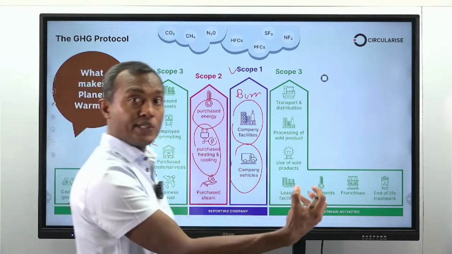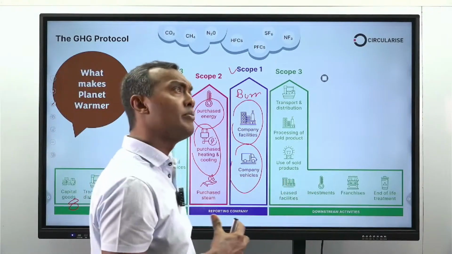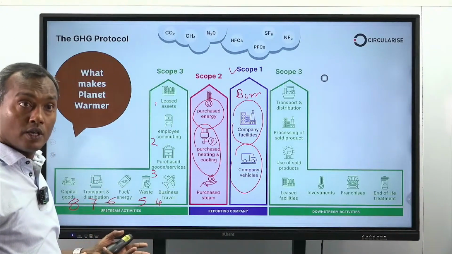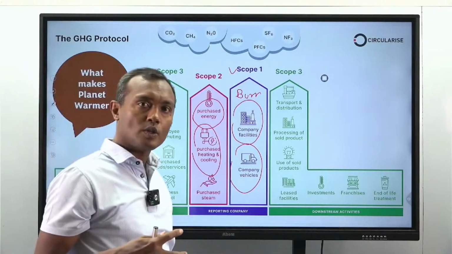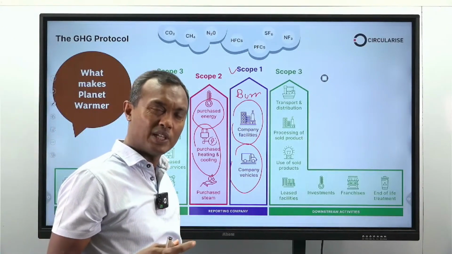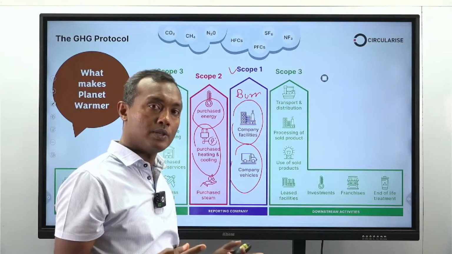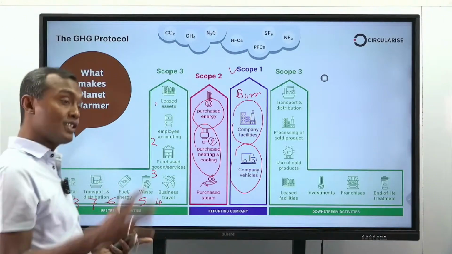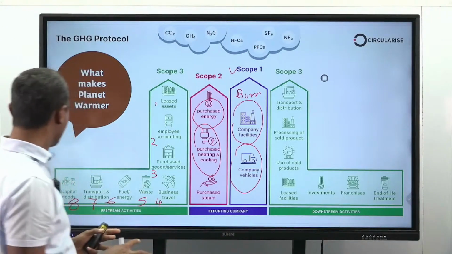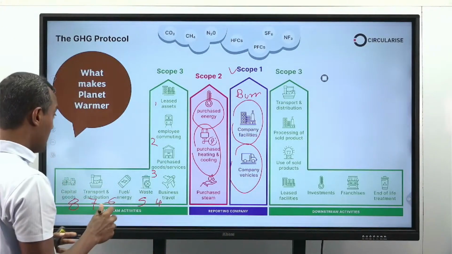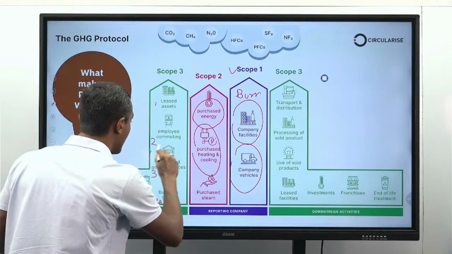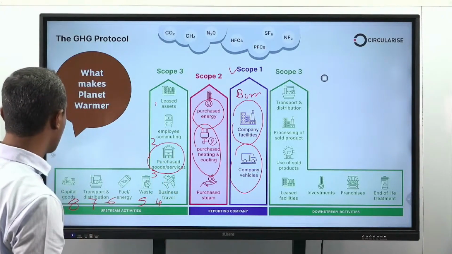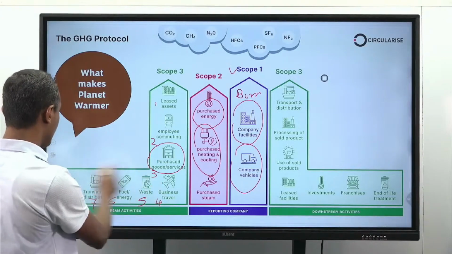I am purchasing raw material. Let us say you are manufacturing garments and you are purchasing fabric from a textile company, and they are purchasing yarn from their suppliers, right? So for example, they purchase goods from their suppliers. How can I calculate their emission? And you can see business travel, everything here.